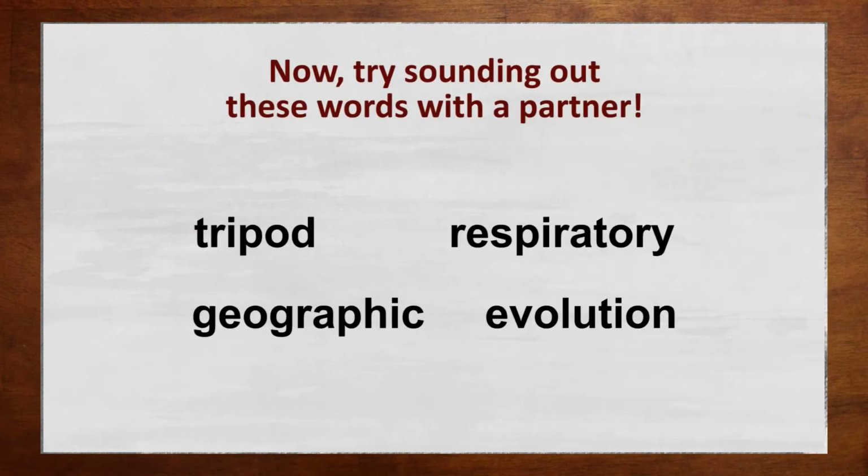Now, try sounding out these words with a partner. Did you get them right? This is how you pronounce the words. Tripod, respiratory, geographic, evolution.